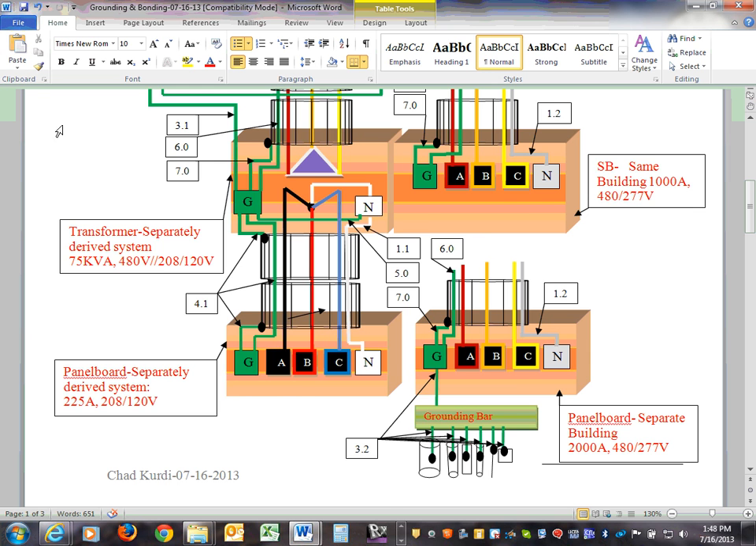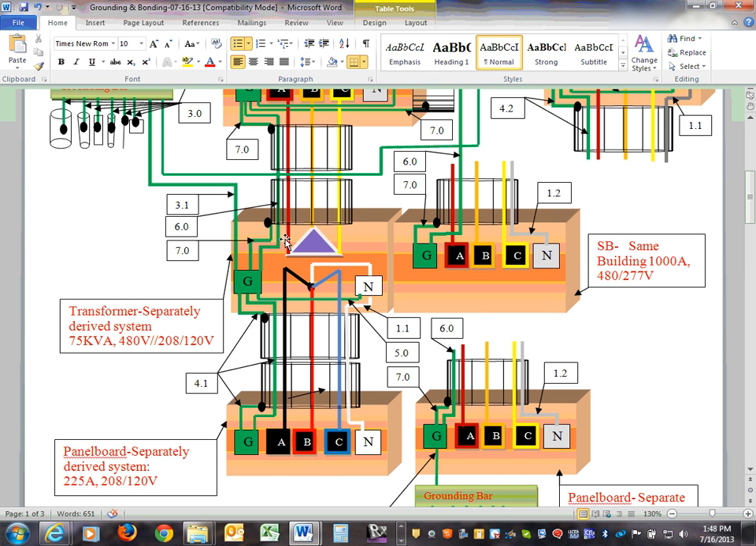Now let's go to the next one. What happens if you have a so-called separately derived system? The NEC code book, guys, uses the term separately derived system. The way I explain it is, here's your wiring system on the primary side of the transformer, and here's your wiring system on the secondary side, and in between them an electromagnetic field ties this wiring system to that wiring system. No wire is touching the other wire. That's what a separately derived system is.